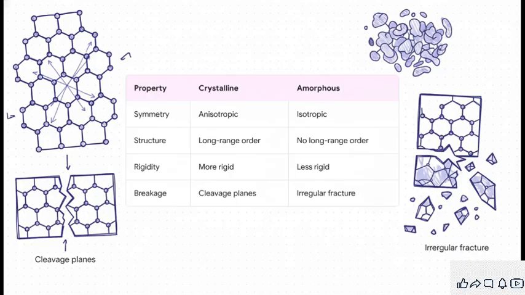And look, right there in that last row is the answer to our very first question. That ordered lattice creates these natural weak spots, these cleavage planes that let it break cleanly. The chaos in amorphous solids means there are no clean lines to follow, so when they break, they just shatter.